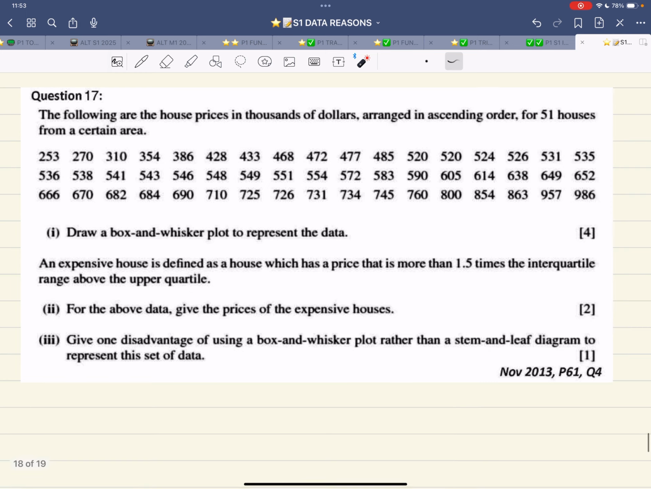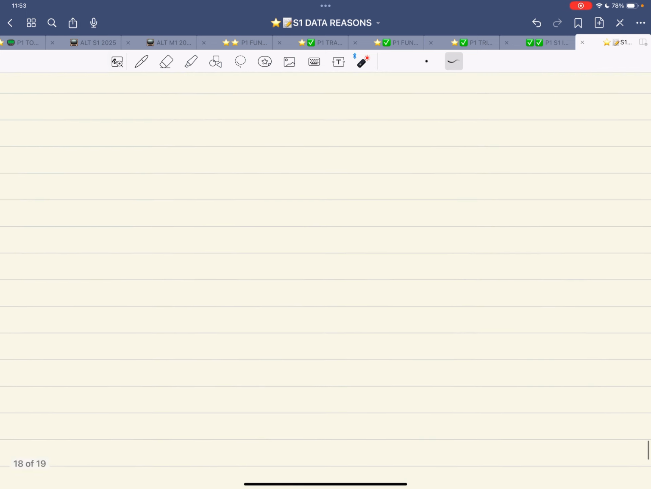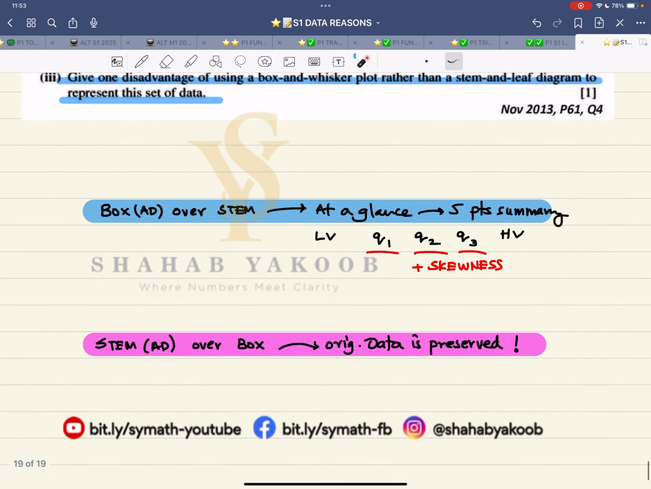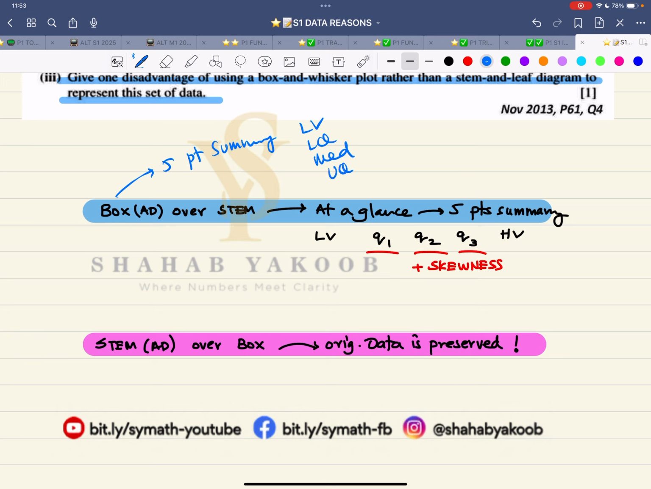Now, this one is about the advantage and disadvantage of the box and whisker plot. That is what I'm focusing on. And that is this thing, that the advantage of the box plot is the disadvantage of the stem plot, and the advantage of the stem plot is the disadvantage of the box plot. So we know that a box plot is also known as the 5-point summary. Why? Because you get the lowest value, the lower quartile, the median, the upper quartile, and the highest value.